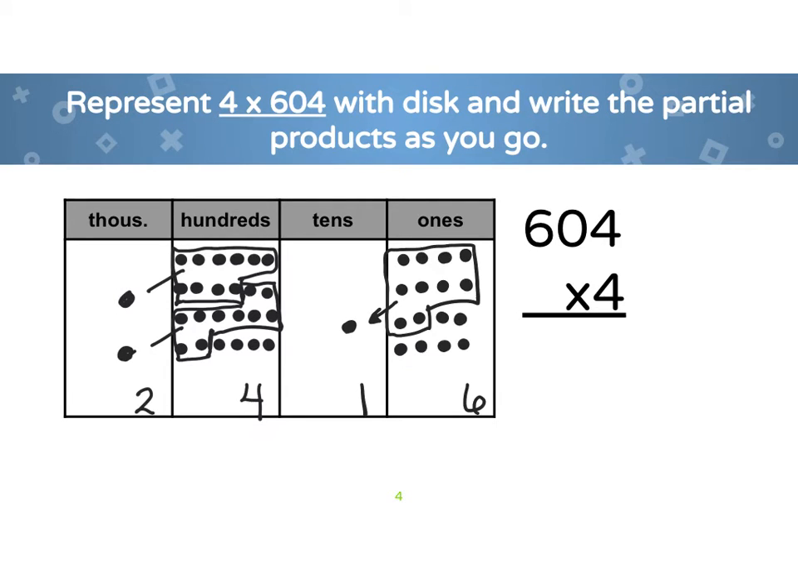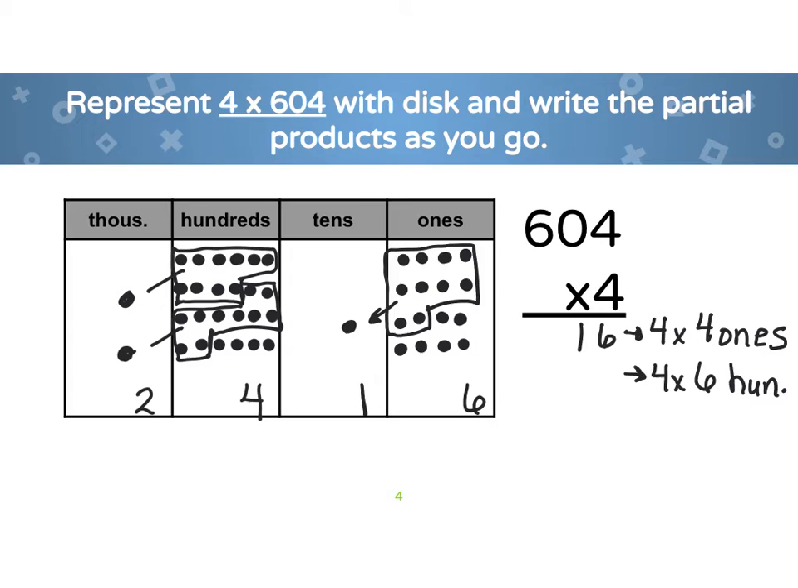Remember, I'm going to use my unit form so that you can know that when we say 4 times 6, it's 4 times 6 hundreds. So let's do that. Okay, so I've written out my partial products over here, and I have 4 times 4 ones. That's going to equal 16 ones, or 16.